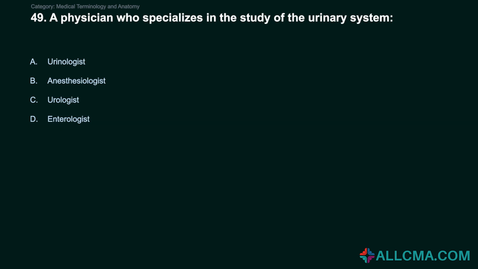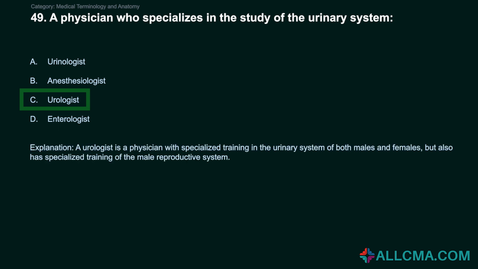49. A physician who specializes in the study of the urinary system: A. Urinologist. B. Anesthesiologist. C. Urologist. D. Enterologist. Correct answer: C. Urologist. A urologist is a physician with specialized training in the urinary system of both males and females, but also has specialized training of the male reproductive system.